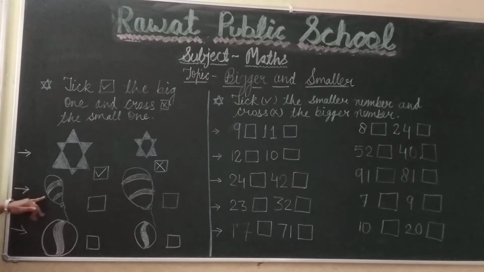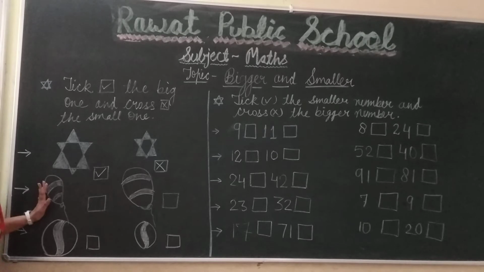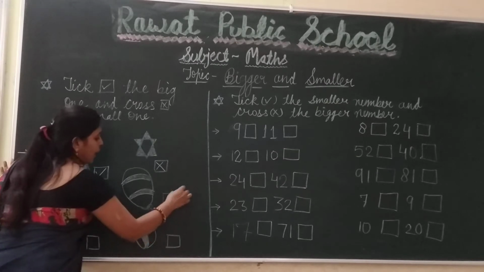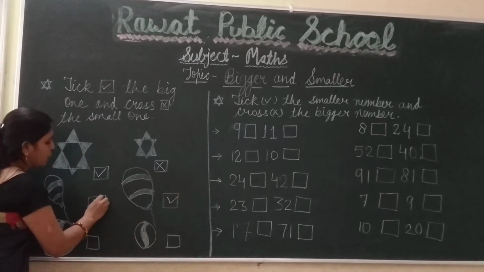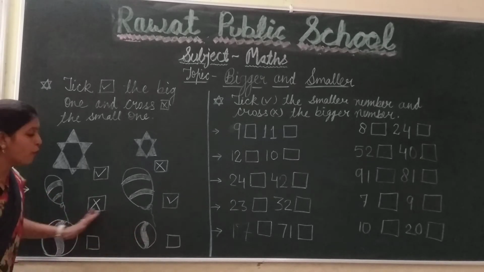Okay. Next, there are two balloons here. Just find out which picture of the balloon is big. Yes, this one is big. So take it, and this one is small, so cross it. Okay. Next, there are the pictures of a ball.